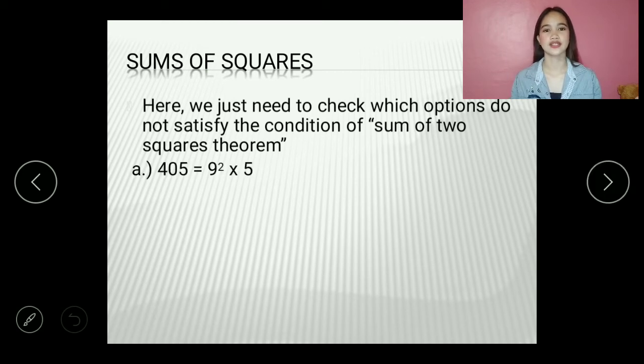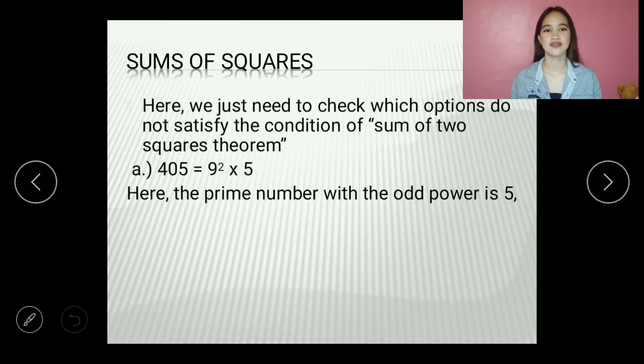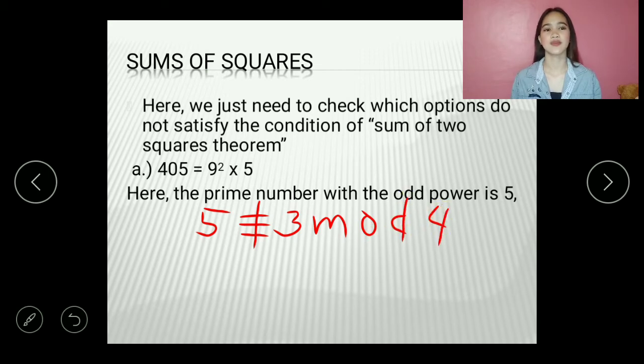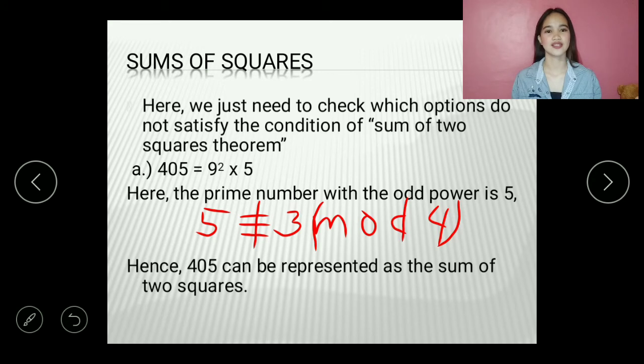So, sa letter A, 405 is equal to 9 squared times 5. And 9 squared is equal to 81. And 81 times 5 is equal to 405. Here, the prime number with the odd power is 5. And 5 is not congruent to 3 mod 4. Hence, 405 can be represented as the sum of two squares.